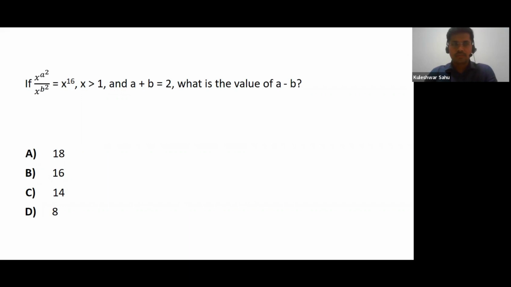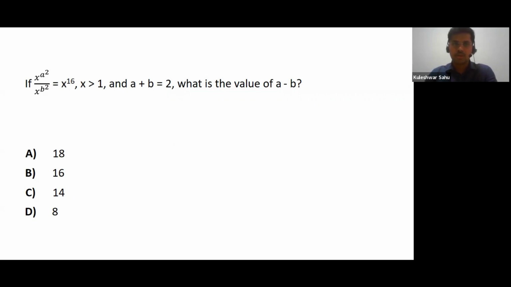Here's question number 1. It says, if x to the power a to the power 2 over x to the power b to the power 2 is equal to x to the power 16, and x is greater than 1, and a plus b is equal to 2, what is the value of a minus b? Now, we need to find a minus b.